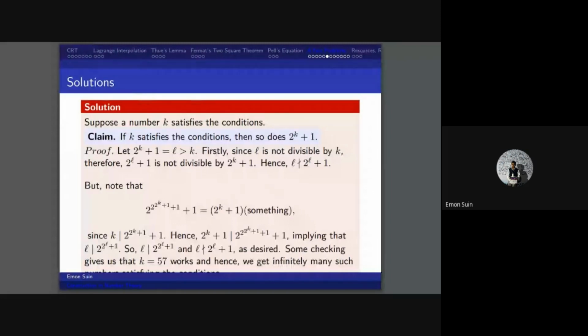Okay, so this gives us that k equals 57 works. As we said, if you take n equals 3, then you will have a prime factor of 19, and you get 19 times 3 equals 57. So that works. Hence you get infinitely many such numbers, right? So that will prove the infinitude of the n.